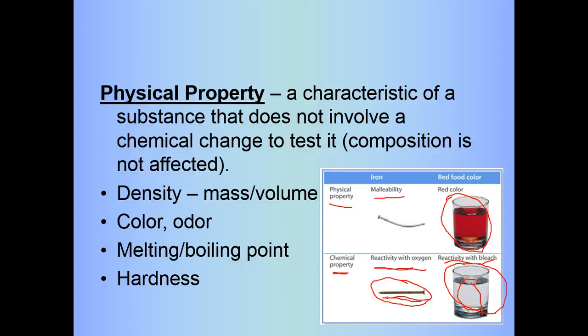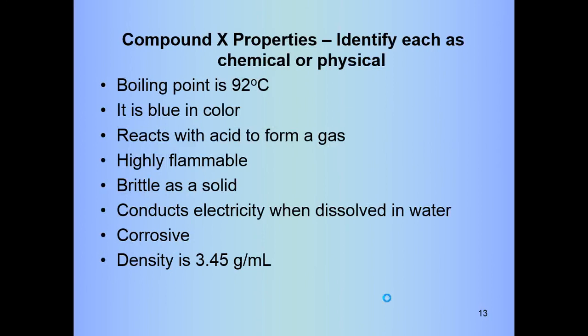Okay, so we are going to practice what we just learned, identifying properties as being chemical or physical, and this is for compound X. You're going to take a look at this list and classify each as a chemical or physical property.